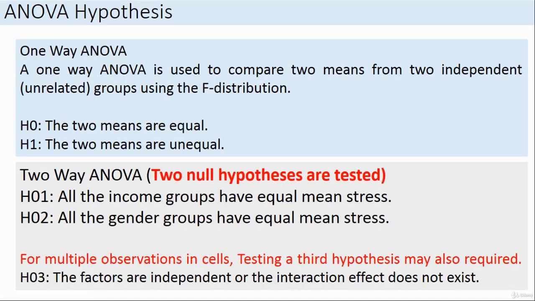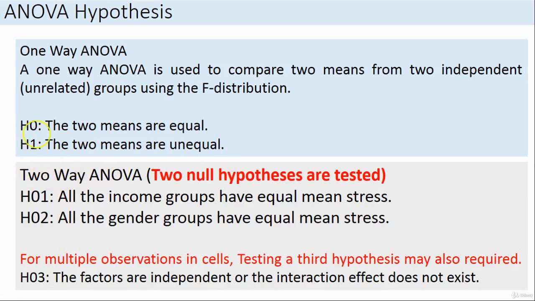And this is the hypothesis for one-way ANOVA. It is mostly used to compare the means of independent groups using the F distribution. The null hypothesis, the existing situation, is that the means are equal. And the alternate hypothesis is that the means are not equal. This is what we want to test.